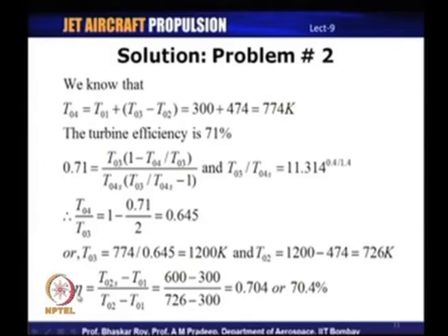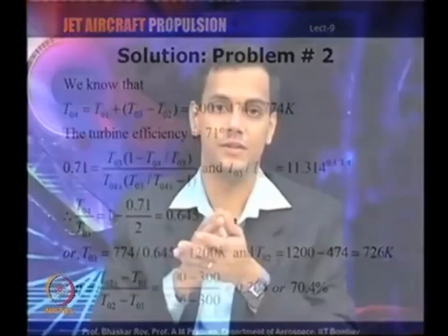The compressor efficiency, as we know, is defined as the isentropic temperature difference, T02s minus T01, divided by T02 minus T01. All these temperatures we have already calculated. So, we get T02s, which is 600, minus T01, which is 300, divided by T02, 726, minus 300, which is equal to 0.704 or 70.4%. So, we have determined the efficiency of the compressor, because the efficiency of the turbine is given.